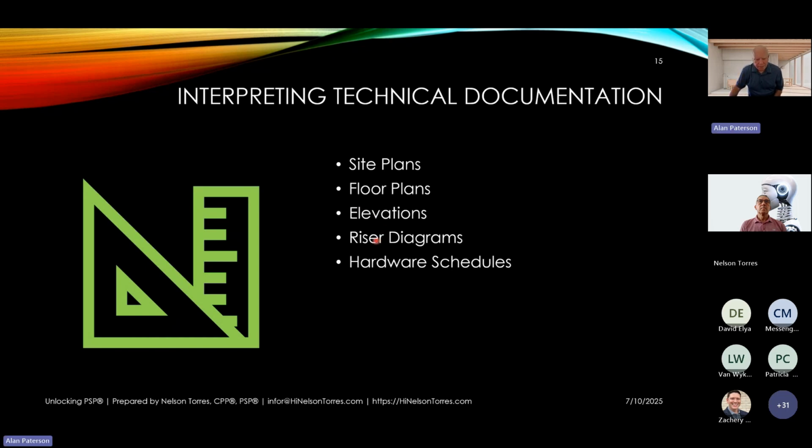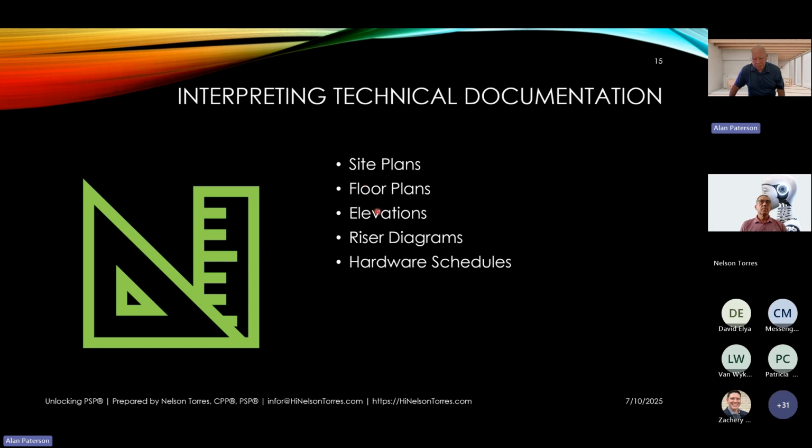Riser diagrams, that's probably a little more on the technical side, but that's basically what goes up a riser that goes between floors, structured cabling, and subsystem interconnectivity. And hardware schedules: locks, readers, control panels, that sort of thing.